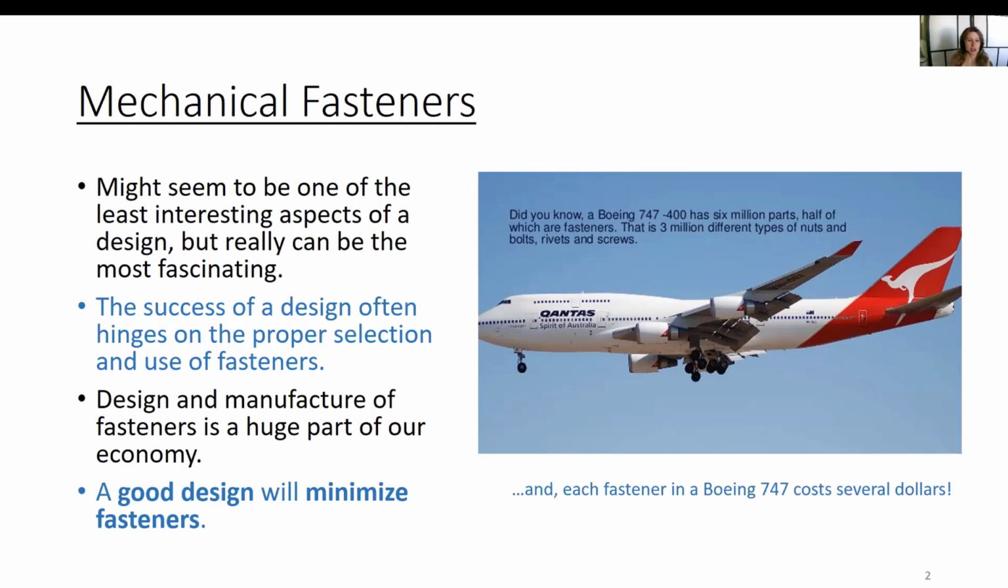The design and manufacture of fasteners is a huge part of our economy. A Boeing 747 has about 6 million parts, half of which are fasteners, if you can believe it. So that's 3 million different types of nuts and bolts, rivets, and screws. Each fastener in a Boeing 747 costs several dollars, so a good design is going to minimize fasteners. Also, a good design will minimize fasteners because components or systems are most often susceptible to failure at interfaces or connection points.